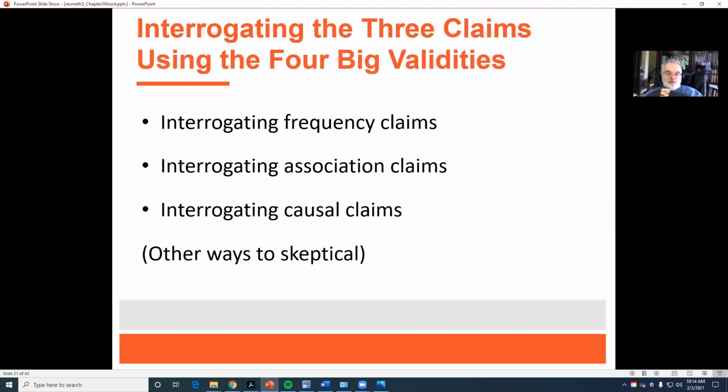So the general structure of this chapter is to interrogate frequency, association, and causal claims using 4 commonly used terms in psychology. This doesn't mean that this exhausts all of the ways that you can be skeptical.